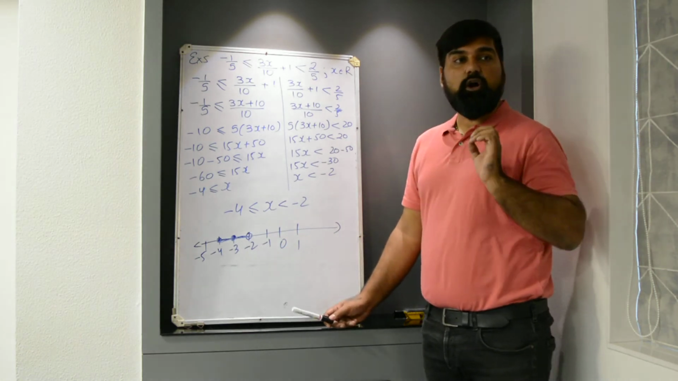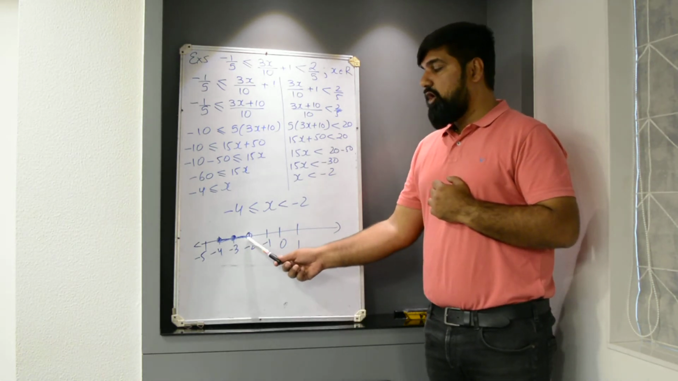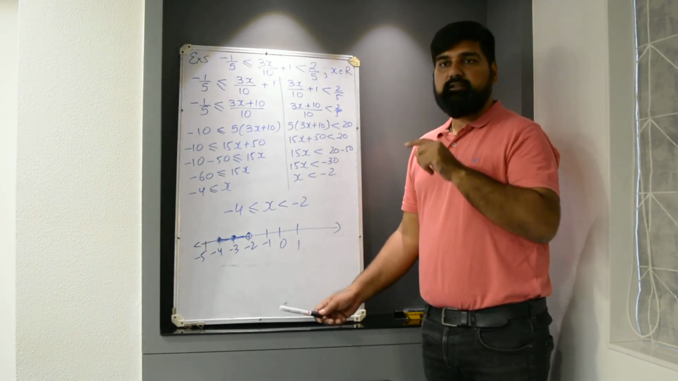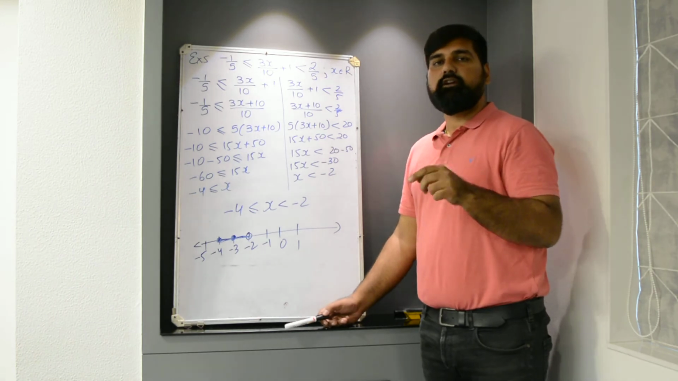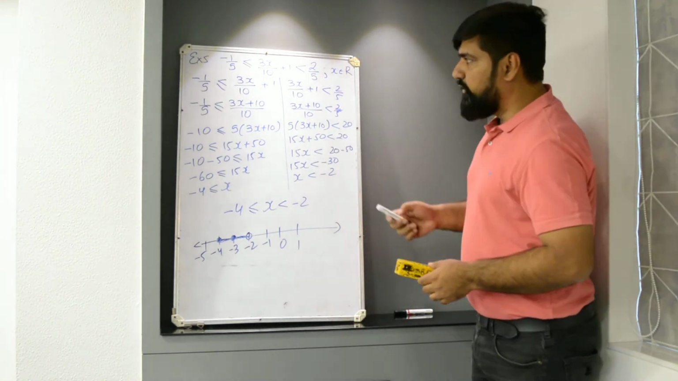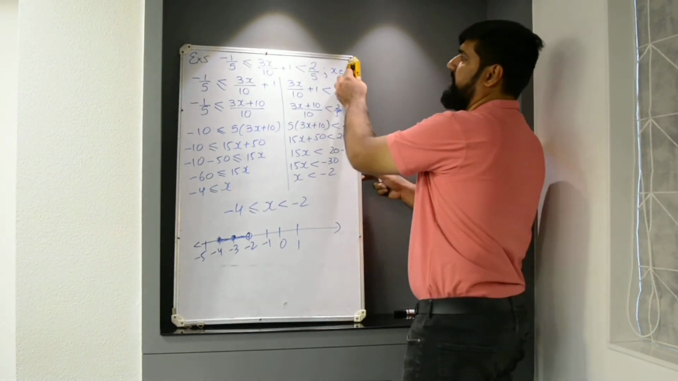But since it is not including -2, that is why we are not making the circle above -2 dark. It is just kept blank. It is just a normal circle because -2 is not included in the solution. Let us move to the next example. Example number 6.